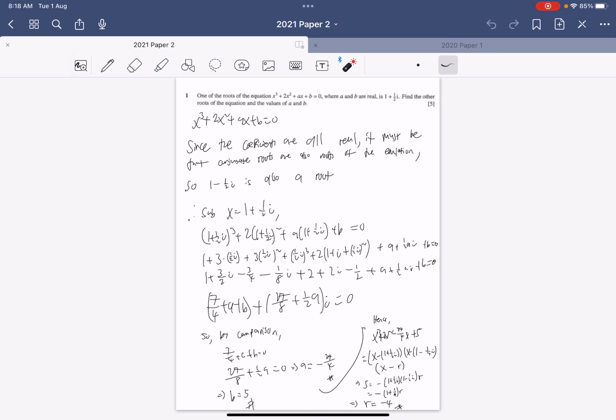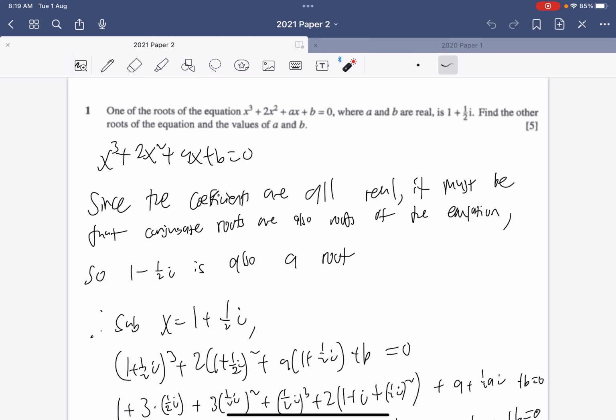For question 1, they are testing you on your concepts of complex numbers, and so they give you an equation with real coefficients and they give you one of the roots, and we're supposed to find the other roots and the values of A and B, which are unknown. So one thing you need to remember is if the equation has only real coefficients, it means that the conjugate pairs of the roots are also a solution to the equation.